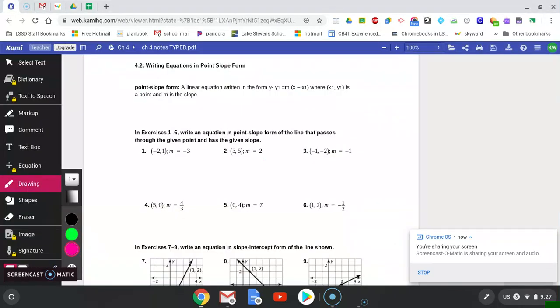4.2, writing equations in point-slope form. So point-slope form is a new one. You've never seen this probably. And so because of that, it looks kind of scary when you first see it.